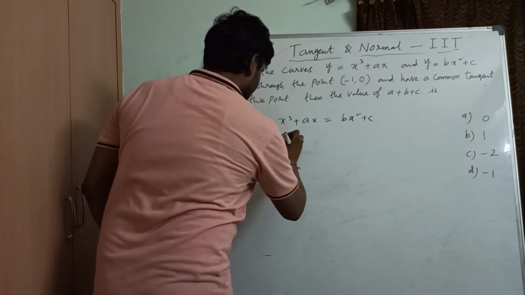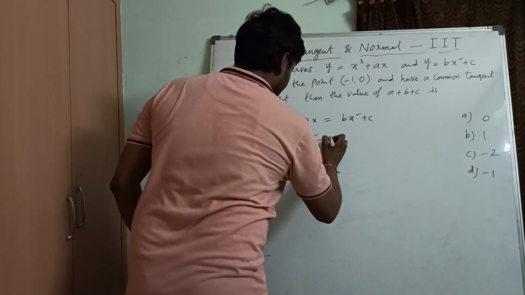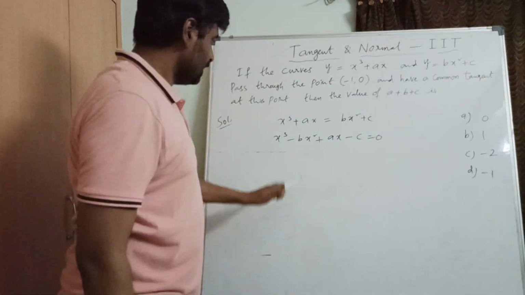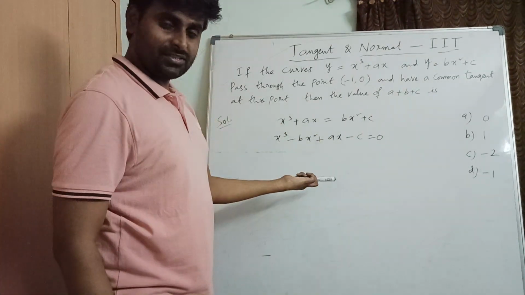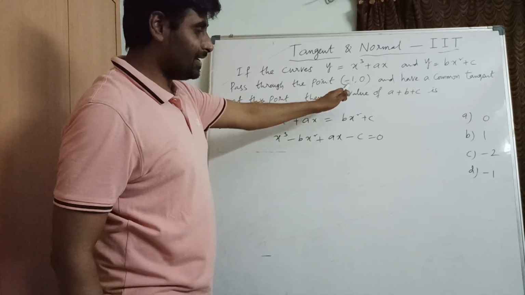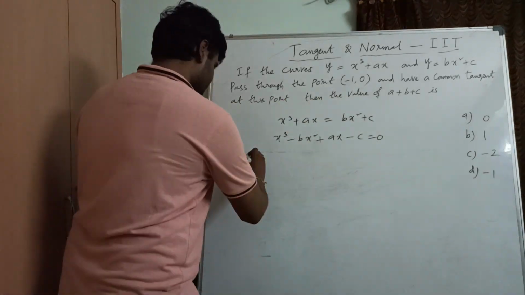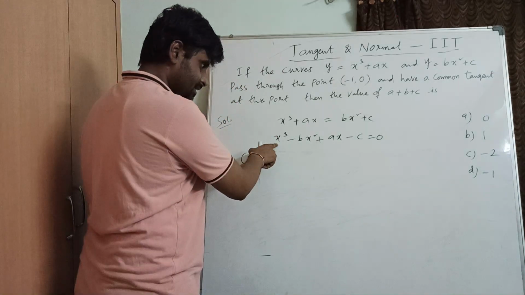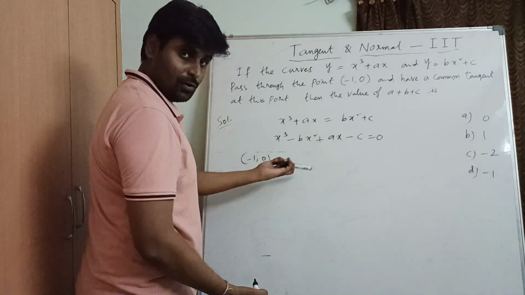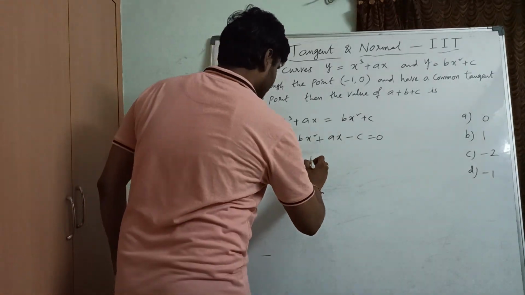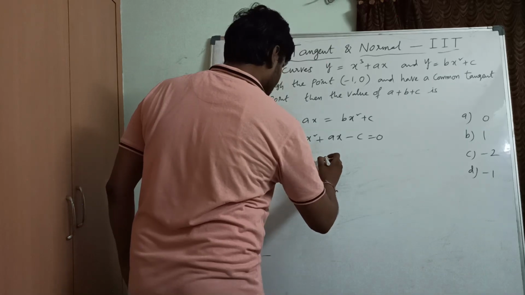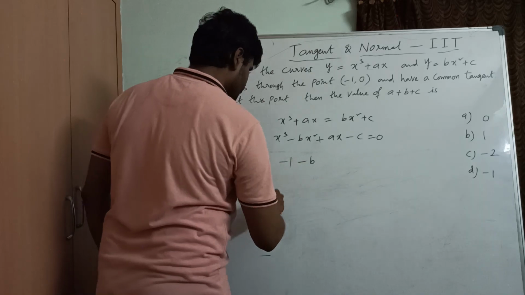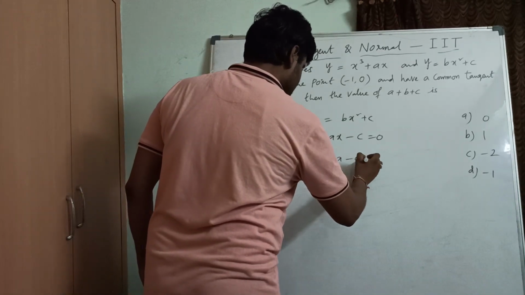So what will you get? x cube minus bx square plus ax minus c equal to 0, correct or not? By solving this, we'll get the equation. This is passing through minus 1 comma 0, so substitute the point, that's it. Put minus 1 in place of x, 0 in place of y. So 0 minus b, and minus 1 cube means minus 1, so minus a minus c equals 0.